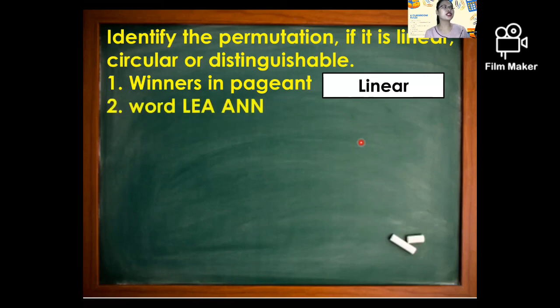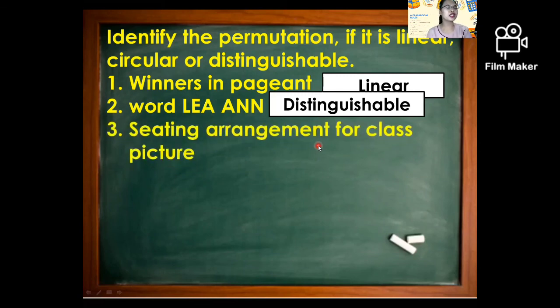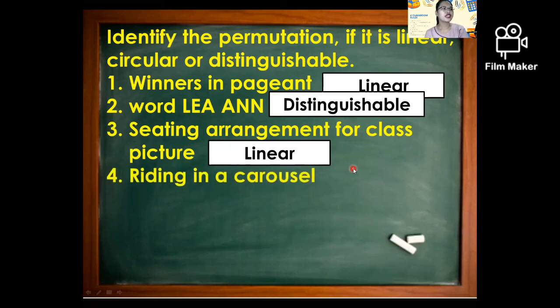Number 2, how about the word Leanne, for my name? Is it linear, is it circular, or is it distinguishable? This one is distinguishable. Kasi may mga repeated objects in the given word. Okay? Number 3, seating arrangement for class picture. Is it linear, is it circular, or is it distinguishable? So for the seating arrangement, from the given statement na arrangement, automatic that is permutation, but that is a linear permutation.